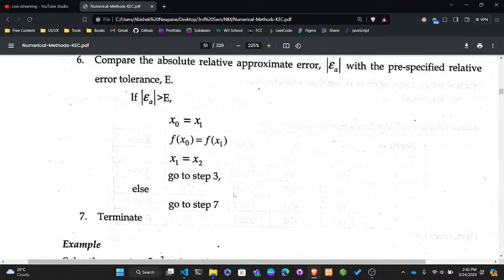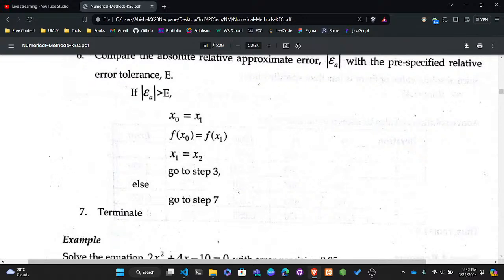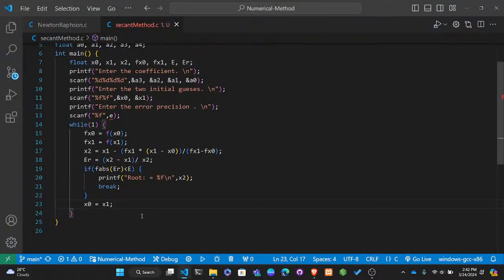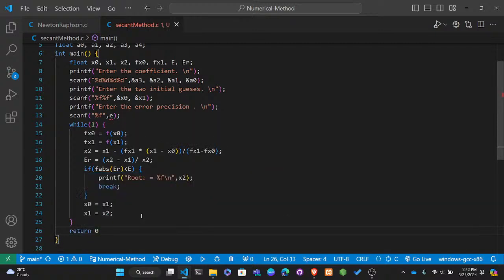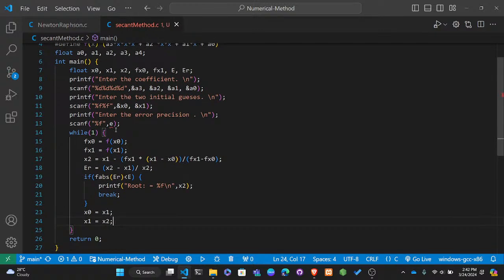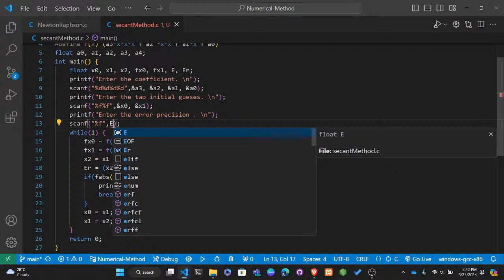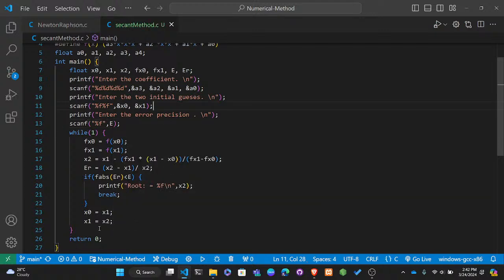Okay, so we finished this. Now it's time to change x1 with x2. Okay, now our program is over. Let's type return 0. That will return from the function. Okay, so here is capital E. I'm going to explain this part.